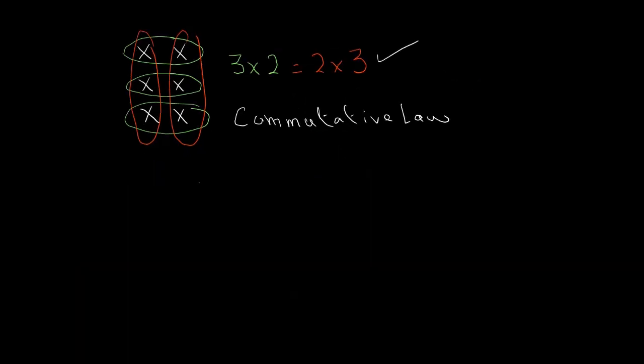So I can write it more generally, that a times b is equal to b times a. That's the commutative law of multiplication. Okay, so now let's try to learn how to multiply with tens, hundreds, and thousands.